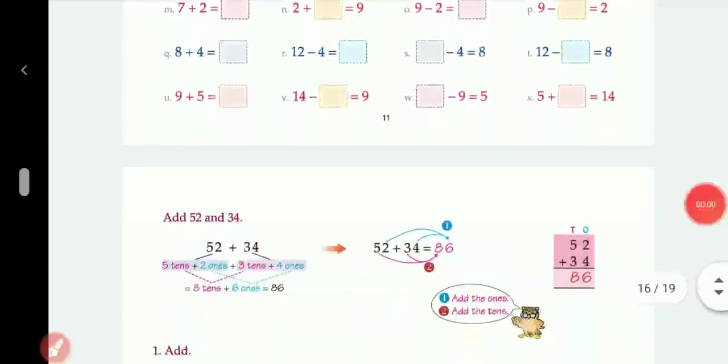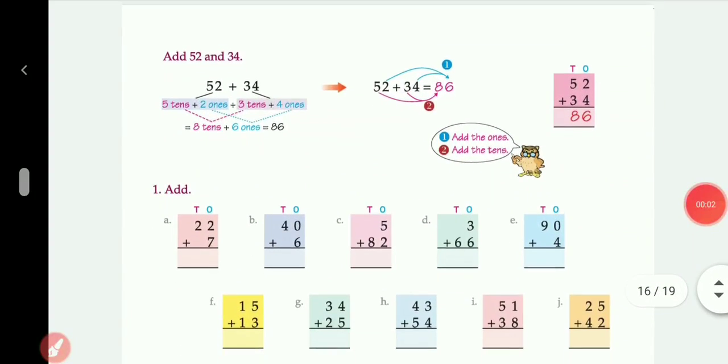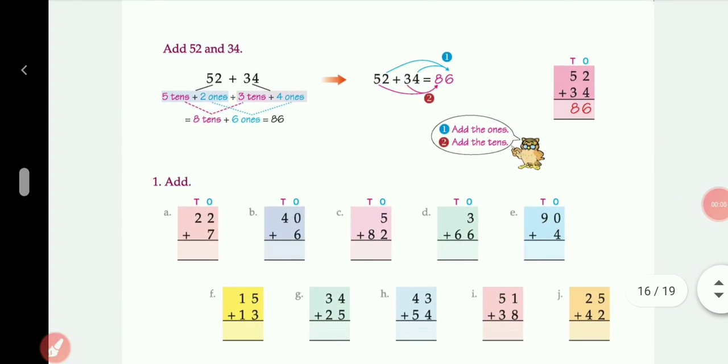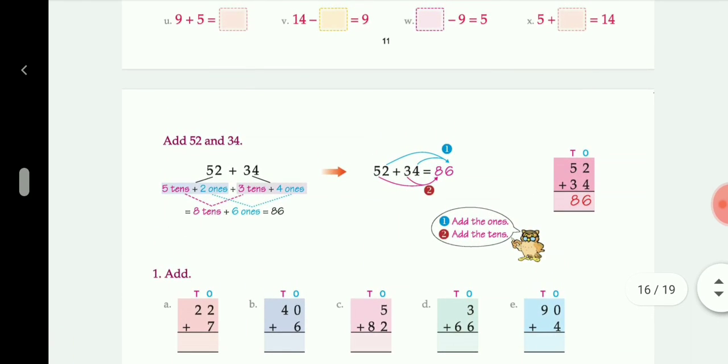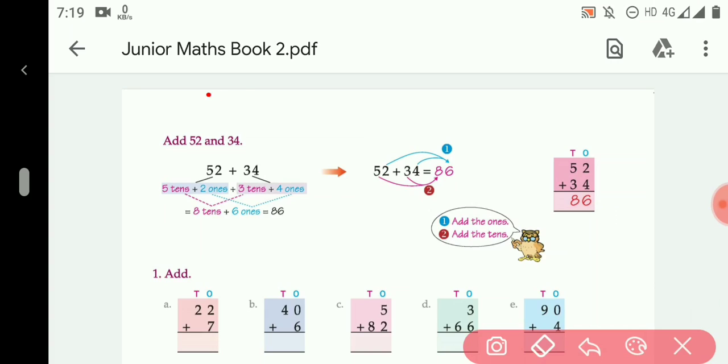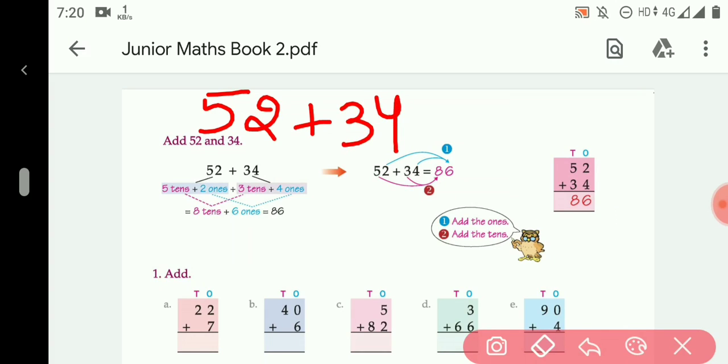Let us move towards our next topic, which is addition. How we will add two numbers? Look here. 52 plus 34. They both are two-digit numbers. This is tens, this is ones. And here it is tens and here it is ones.